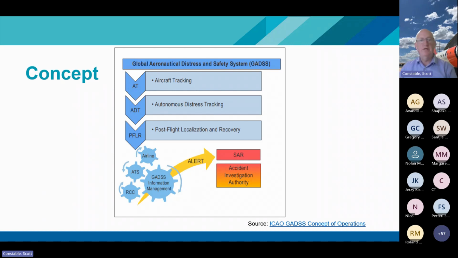Those three components are enabled by an information management system, and then the alerts are sent to the search and rescue authorities and accident investigation authorities. I'll get to it later, but information can also be provided, or will be provided, to other stakeholders, such as the aircraft operator.